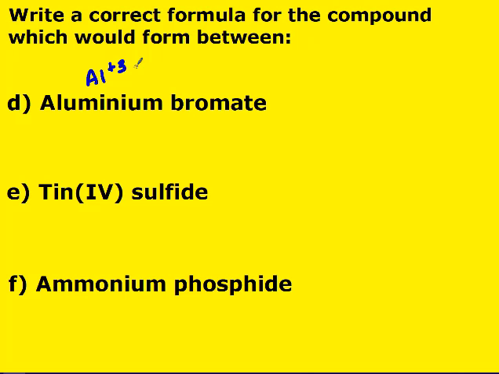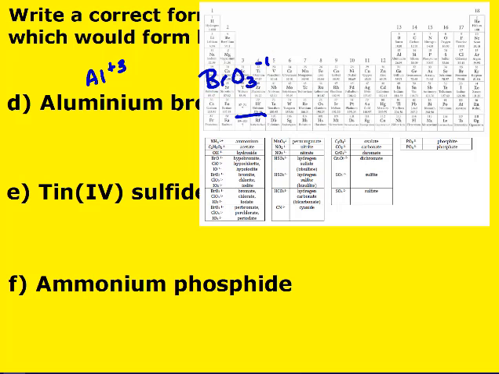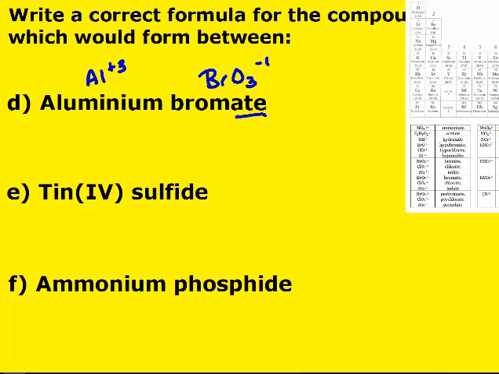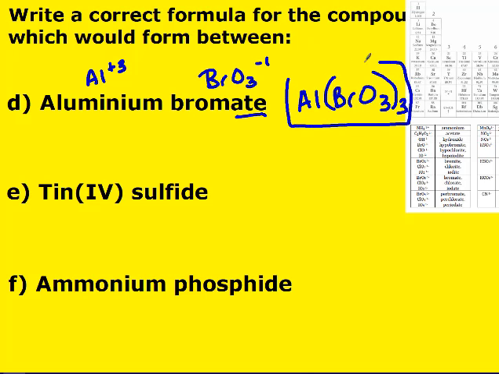Aluminum is +3. Bromate is BrO3 with a -1. We get that right here. So I need 3 bromates to cancel out aluminum. So I can't leave it like that because that's 1 aluminum and 1 bromate. I've got to put bromate in parentheses and a 3 on the outside.